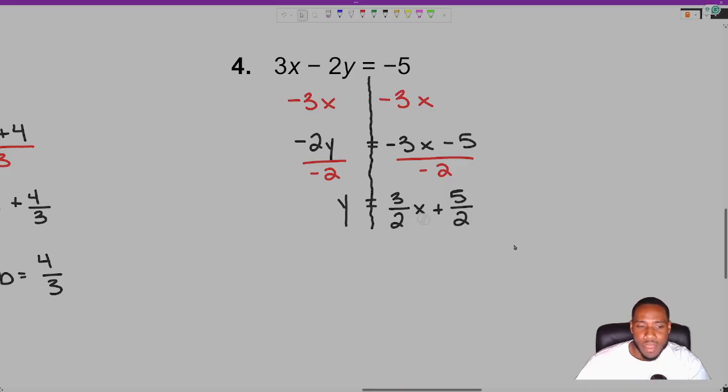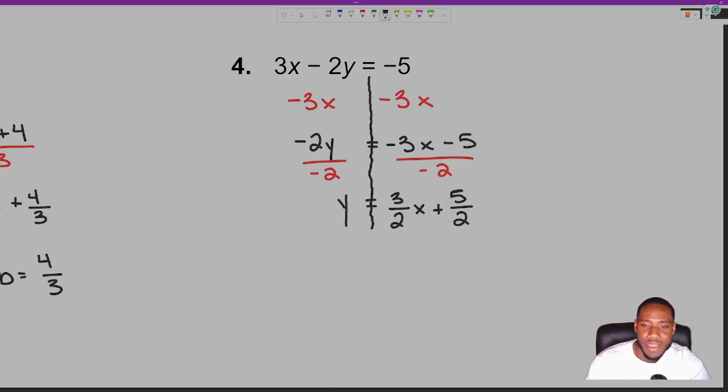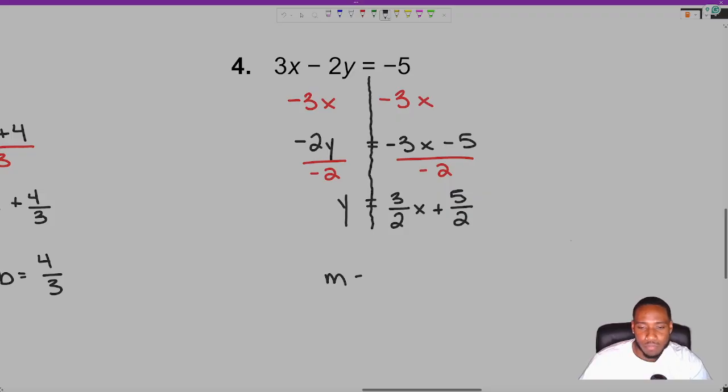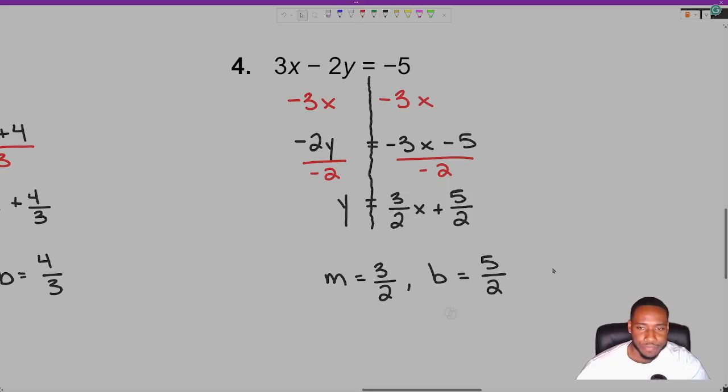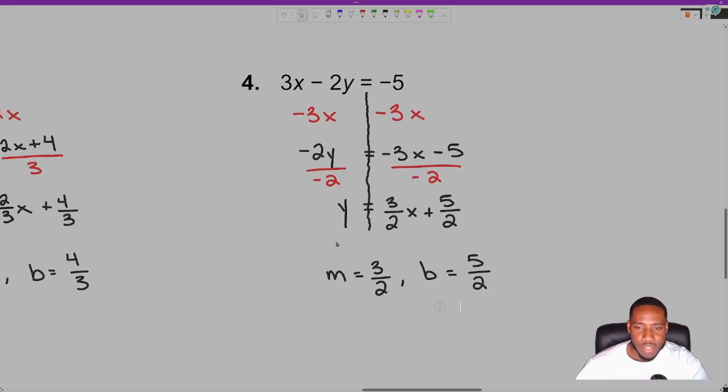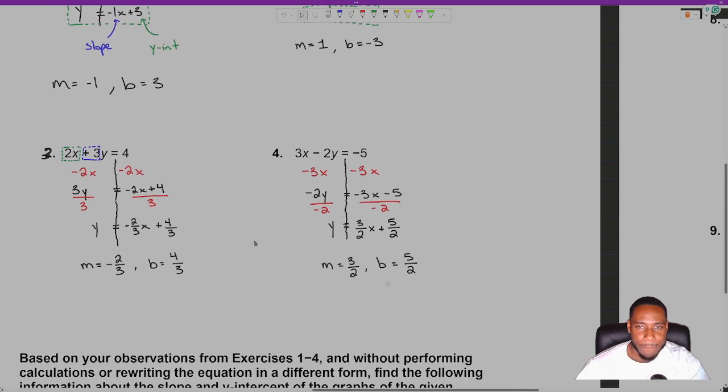Okay. And let's finish off with identifying that slope and that y-intercept. The slope is the number next to x here. We see that is 3/2. And the y-intercept is this number over here on the right. That is a constant. That is 5/2. Okay? And so that is that.